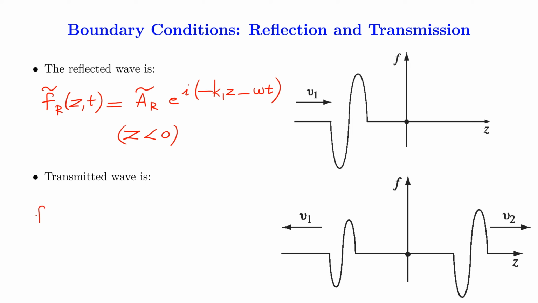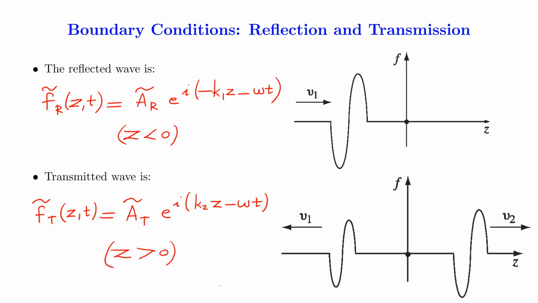And for the transmitted wave, we can write Ft, which is a function of z and t. This is equal to complex amplitude At, then e raised to i(k2z minus omega t). So this is for the region z greater than 0. We shall take this equation as 13 and this one as 14.